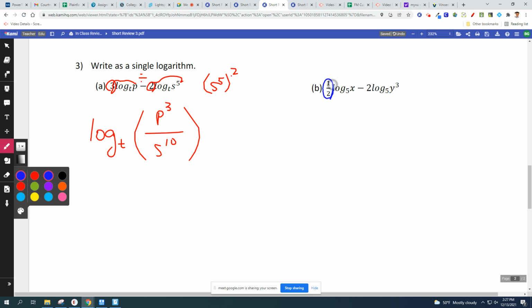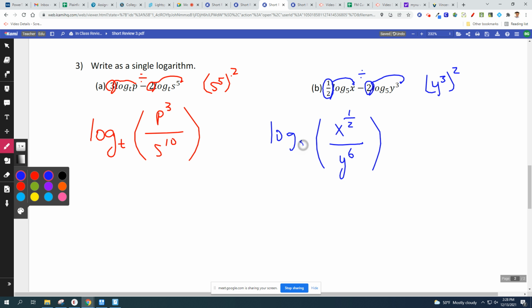So then the next one, this 1/2 is going to go back here and be an exponent. And this 2 right here going to go back here. And so it's going to be divided by, because it's minus. And that's going to be y to the 6th power, because it's y to the 3rd to the 2nd. Multiply. And write it as a single log. We're looking at log base 5 of that.